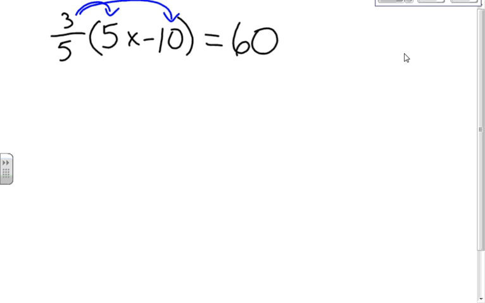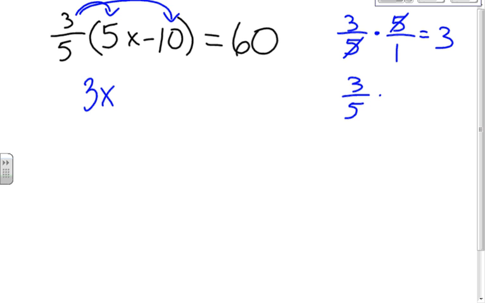There are two ways that I like to multiply fractions by whole numbers. One is off to the side. I write down 3 over 5 times 5 over 1. You can always write a whole number as a fraction over 1. Now, you can just multiply across and then simplify, or I like to cross cancel before I multiply. So then I see that the answer is just 3. So 3 over 5 times 5x is 3x.